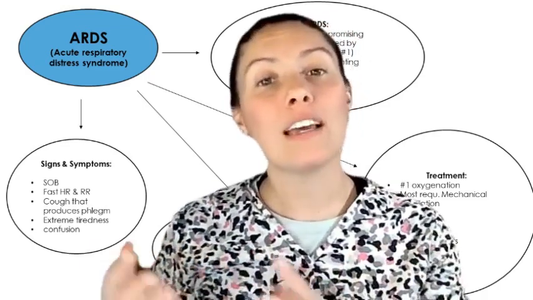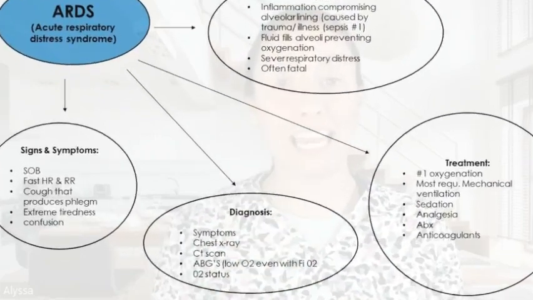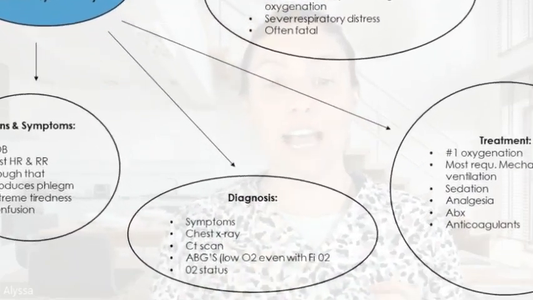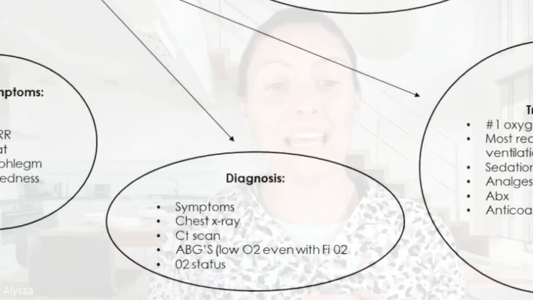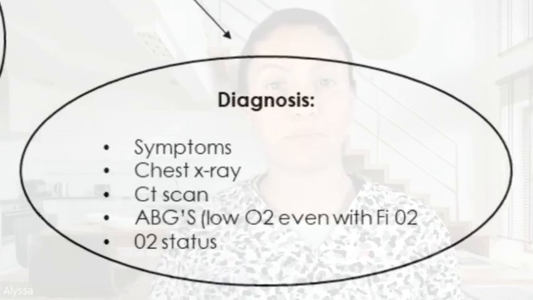Now, how do we diagnose a patient with ARDS? We'll be looking at their symptoms. They'll have a chest x-ray or CT scan, arterial blood gases, and O2 status.